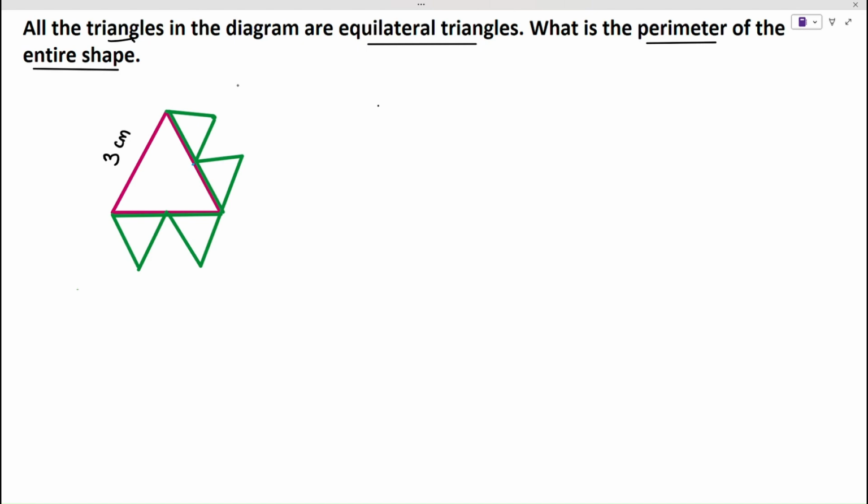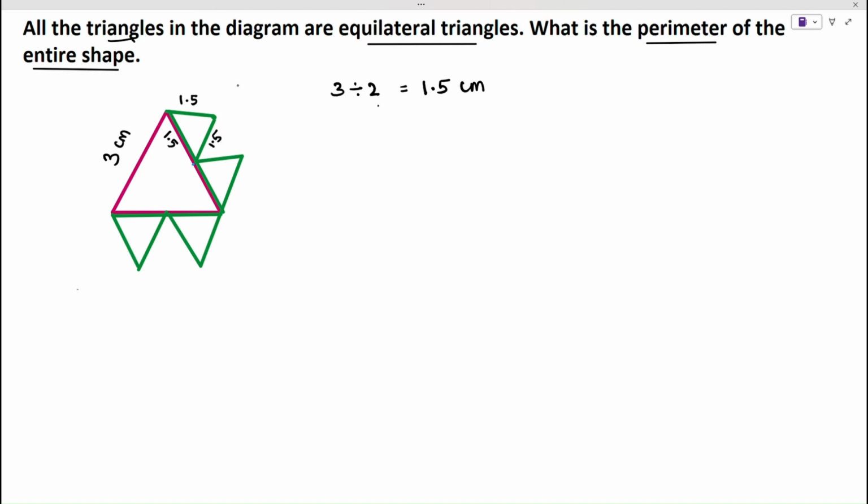So, 3 divided by 2 is equal to 1.5 centimeters. Now, this 1.5 centimeters is the length of one of the smaller equilateral triangles. So, if we look at the sides of one of the smaller ones, they will be 1.5, 1.5, and 1.5.